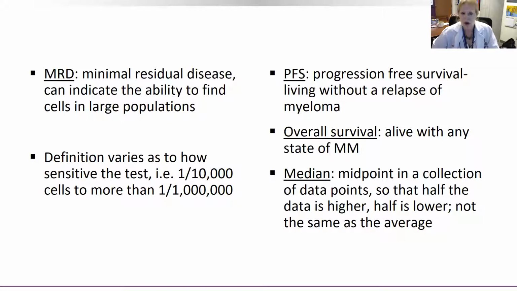And then we talk a lot about medians, and basically the median is a midpoint in a collection of data. So half the data is higher than that median point and half is lower. It's often very close to the average amount or the average number, but it's not quite the same thing. But that's used a lot, just so we're clear about that term.